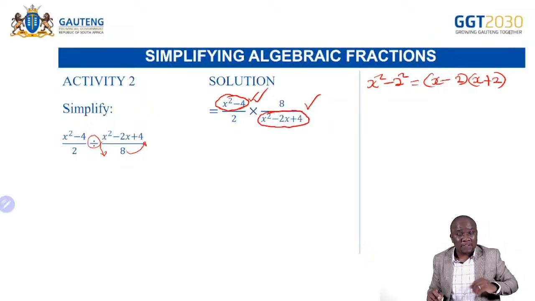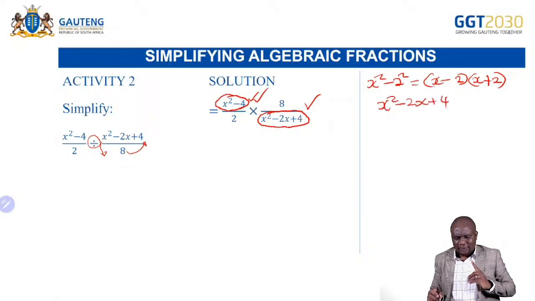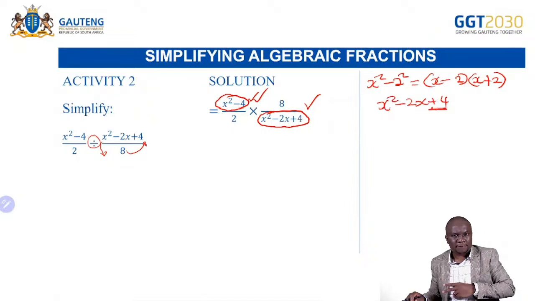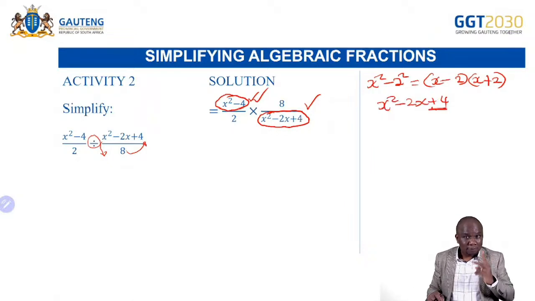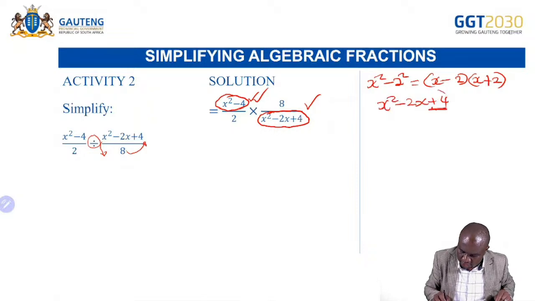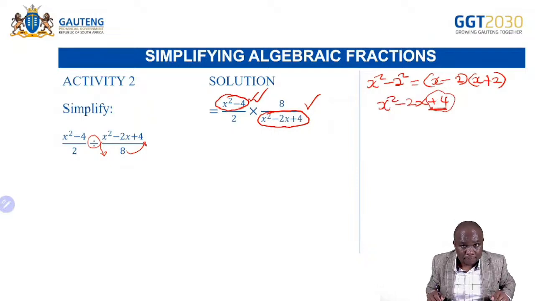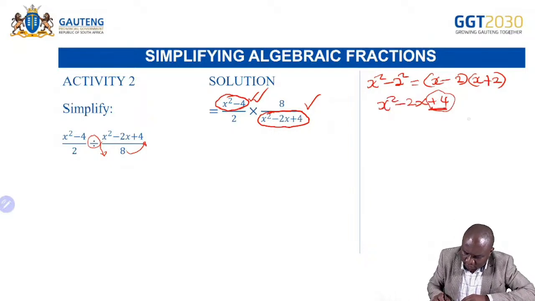Then we come here. Again, we go back to the factorization of the trinomial. Let's do this together: x squared minus 2x plus 4. The plus 4 gives us a clue. We're looking at two factors that must give us positive 4, so the two factors must have the same sign. Remember, negative times negative also gives you positive, and positive times positive gives you positive. So if this constant is positive, the two factors must have the same sign. What are the factors?